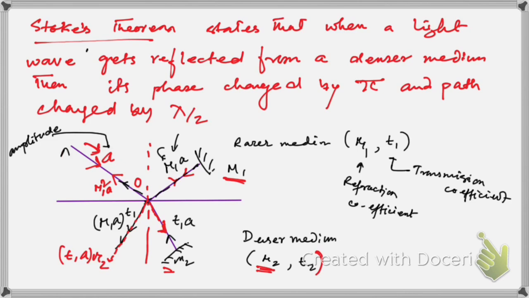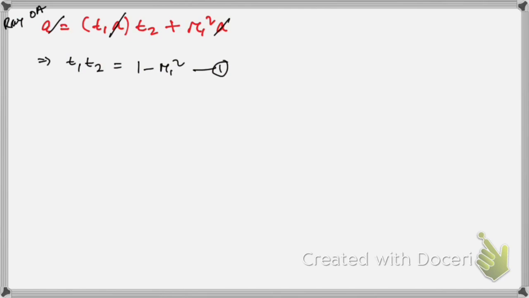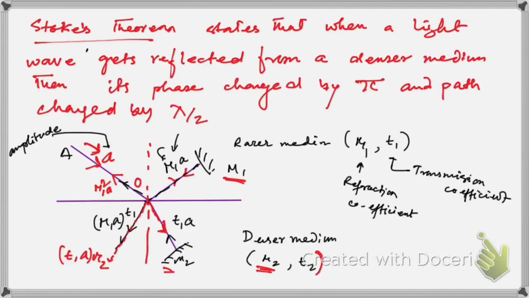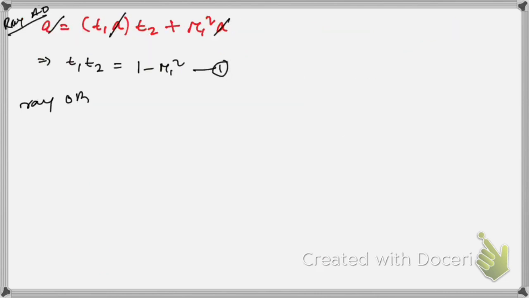So here is the AO ray. This is AO ray, the incident ray AO. Now let us take the ray OB. Let me take this one. From this ray we can write 0 is equal to R1 A T1 plus T1 A R1. That's what we're gonna get, right?